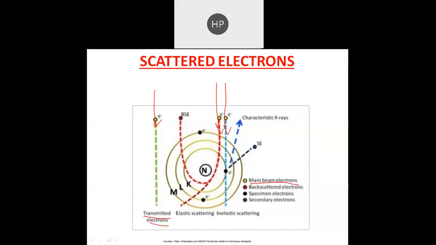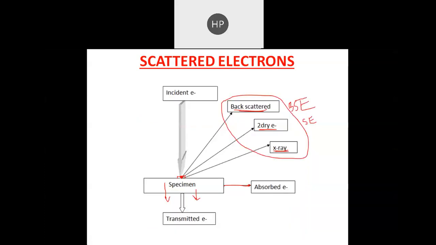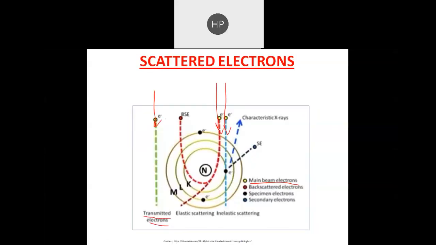In this diagram some electrons are transmitted, meaning the beam of electrons which is not in touch with or does not strike any of the electrons of the specimen is transmitted, so that is the transmitted electron. Now some electrons which have a high energy will go back: they enter the specimen, then lose their energy and come out, and that is the backscattered electron.